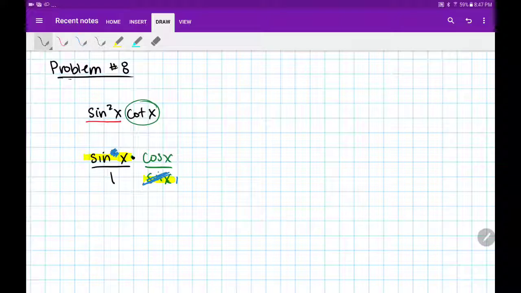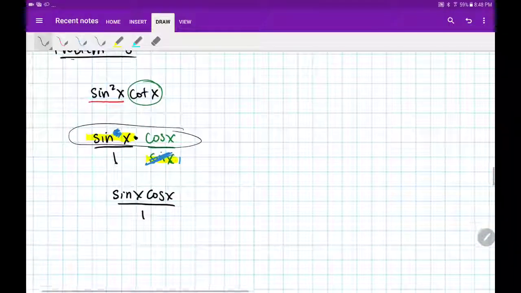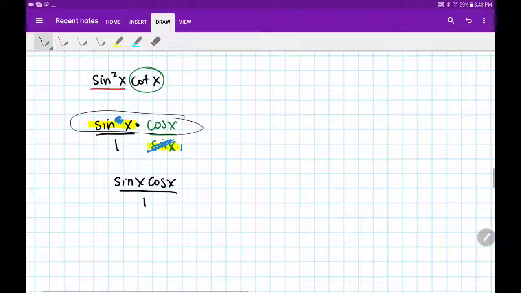So now let's do our multiplication straight across. What are we left with? I'm left with sine x cosine x over, and in the bottom, I'm just left with 1 times 1, which is 1. So anytime you're dividing by 1, your answer is simply itself. The answer is sine x cosine x.